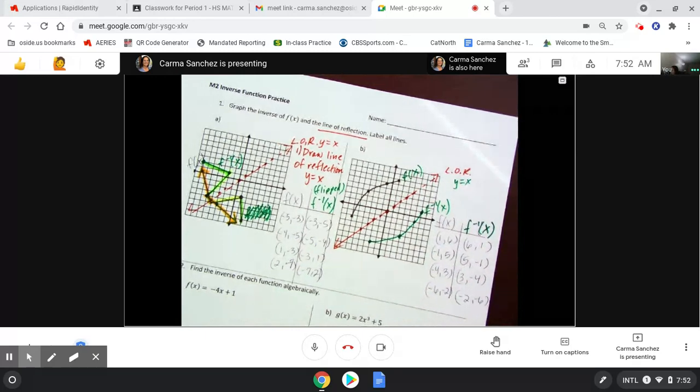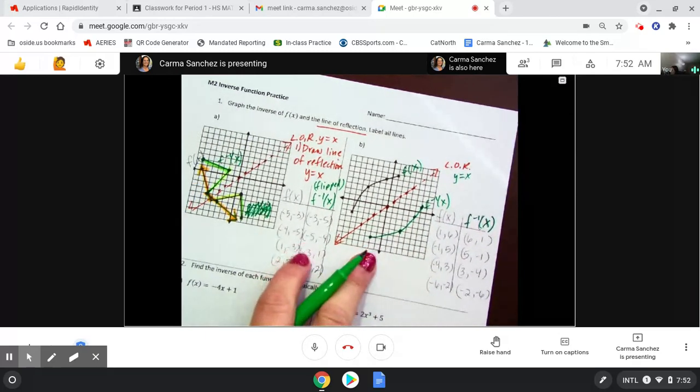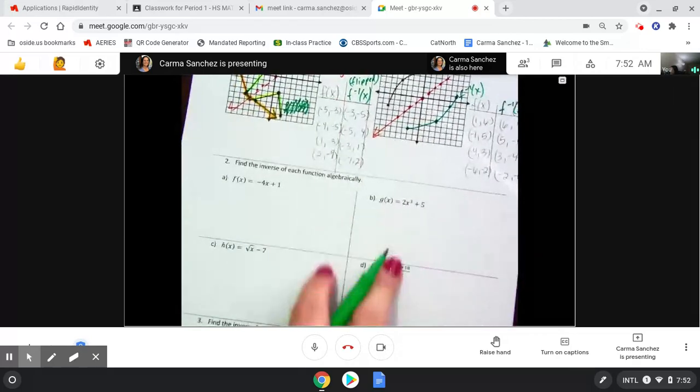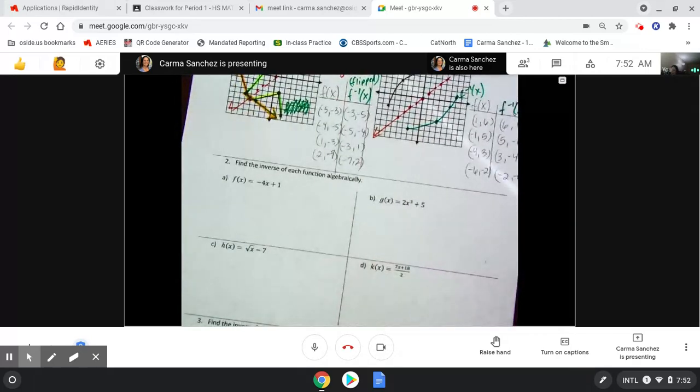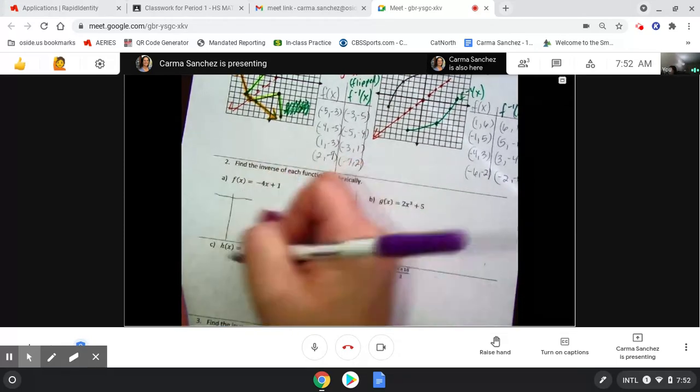How'd you do? Okay, so you have to be able to graph an inverse. Given an inverse, you have to be able to graph one. We also have to be able to work with them algebraically. Now, I showed you the switch x and y method, and right now I'm going to talk about the table method. This is what I think is kind of like a shortcut.